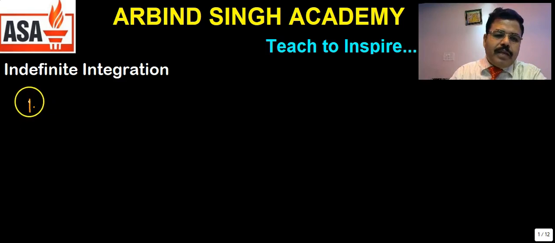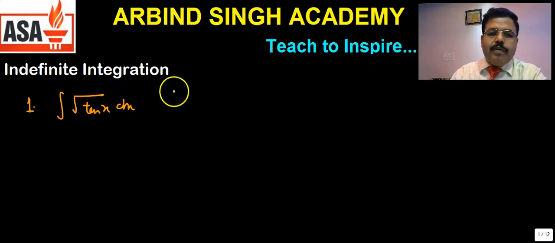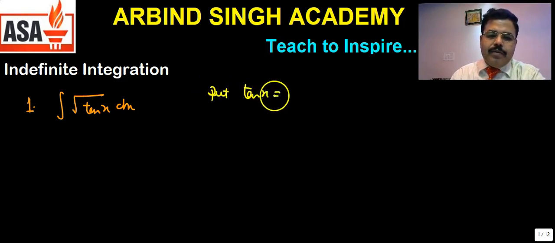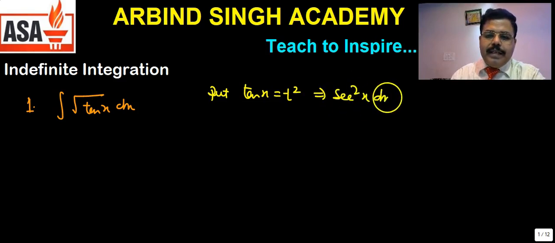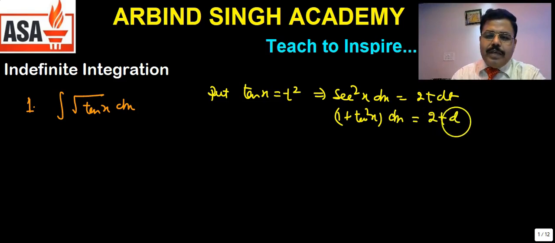First question I am going to take today is: find the integration of root tan x dx. To solve this question, what to do? First of all, I can put tan x equal to t square. So what will happen? Sec square x dx is equal to 2t dt. Sec square x can be written as 1 plus tan square x, so 1 plus tan square x dx is equal to 2t dt.